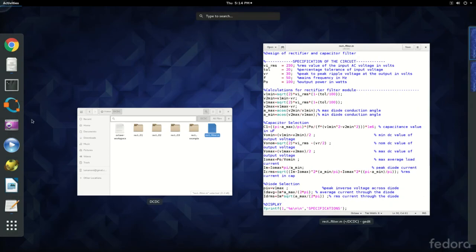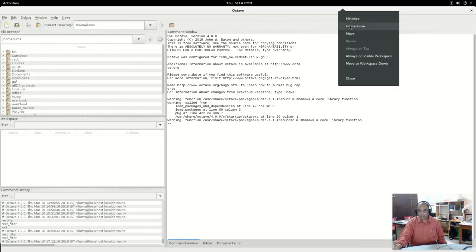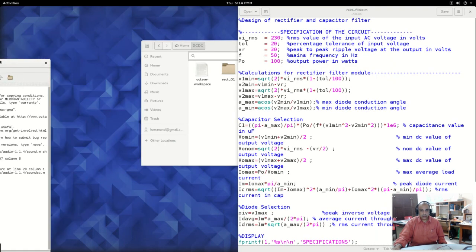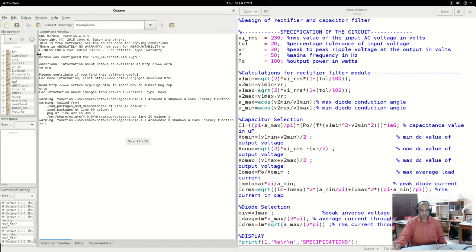At the same time, I would also like to open Octave. I will open this Octave. I shall keep this onto one side. Maximize the space, so I have the workspace here. So it is like this. Let me go into the same folder here. Okay.